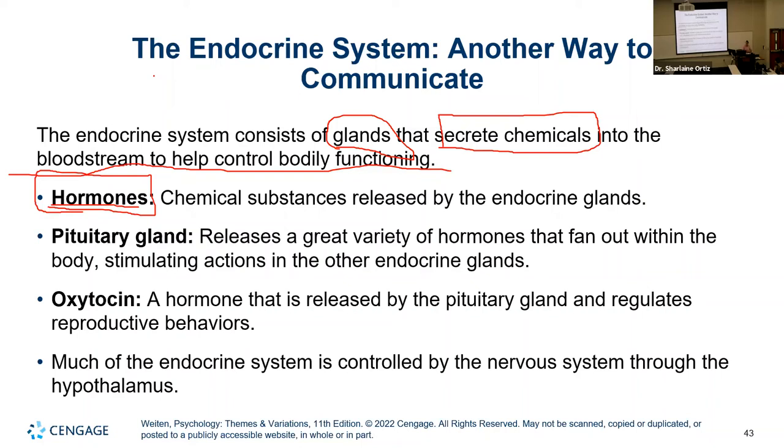Now, one of the main glands that we're going to talk about, particularly as it relates to mental health and behavior, is the pituitary gland. This gland is immensely important. Let's see if I can pull up an image for you guys. This gland is in charge of a great variety of our hormones. And its primary function through these hormones, because remember, it's trying to communicate, is to stimulate other endocrine glands.